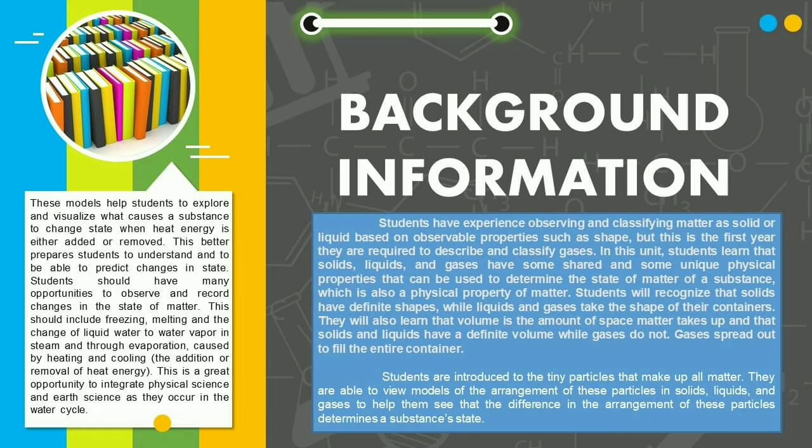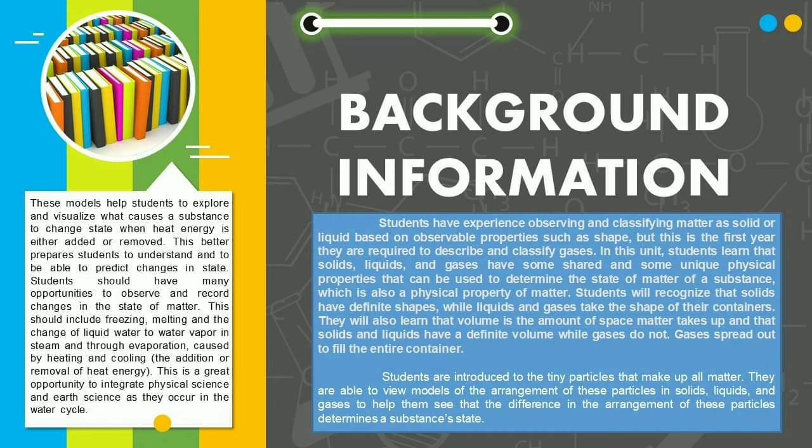This topic will make the student learn and familiarize about matter, and that matter has measurable physical properties, and those properties determine how matter is classified, changed, and used. So students are introduced to the tiny particles that make up all matter. They are able to view models of the arrangement of these particles in solids, liquids, and gases to help them see that the difference in the arrangement of these particles determines a substance's state.